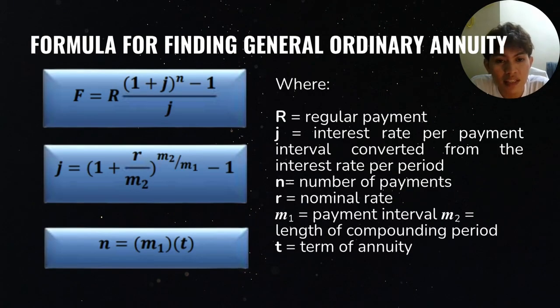Since j stands for the interest rate per payment interval converted from the interest rate per period, j is equal to (1 plus r over m sub 2) raised to m sub 2 over m sub 1, minus 1. And n stands for the number of payments, which is equal to m sub 1 times t, where m sub 1 is the payment interval, while m sub 2 is the length of the compounding period, and lastly, t is the term for annuity.